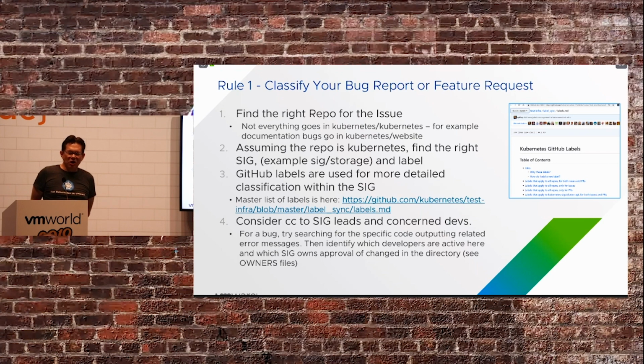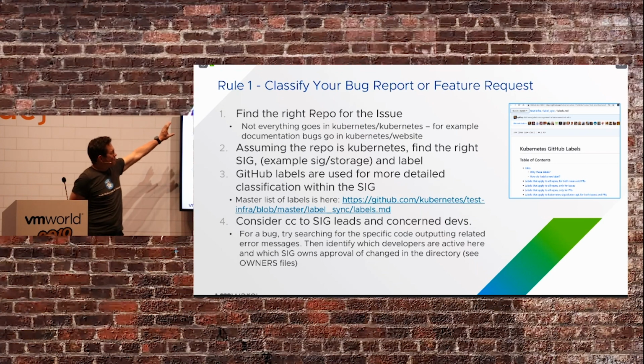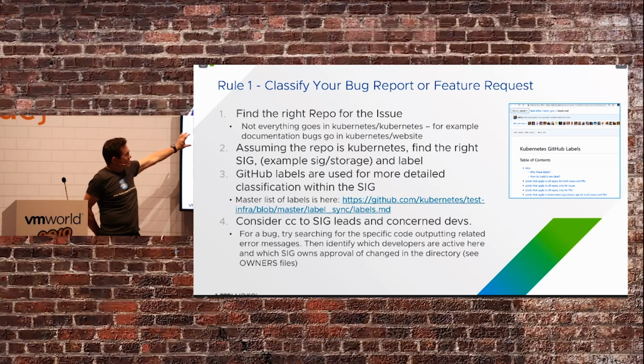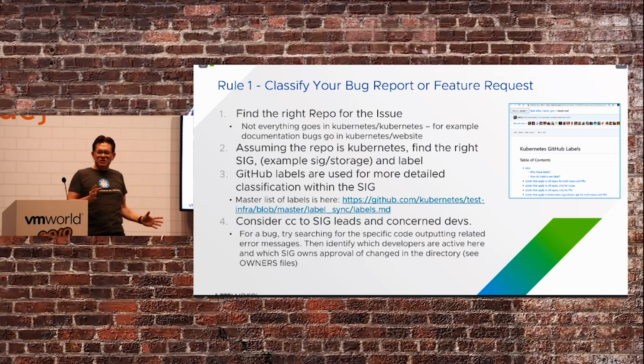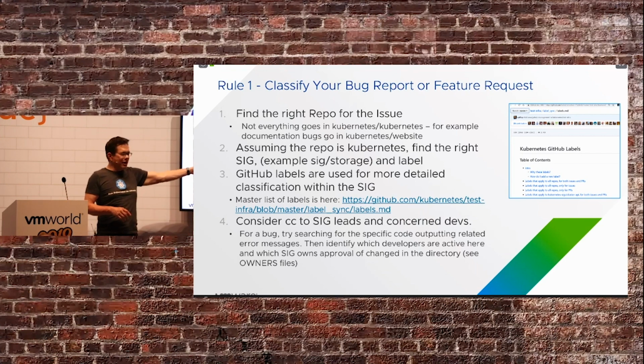So depending on where it is, you start by looking for the repo, then maybe search for source code related to what you're interested in, find the SIG responsible. There is a link here for the master list of potential labels, but I recommend that you err on the side of too much labeling rather than not enough. And I'm not going to coach you on what they all are. Even the list of labels changes from month to month. So follow the link.